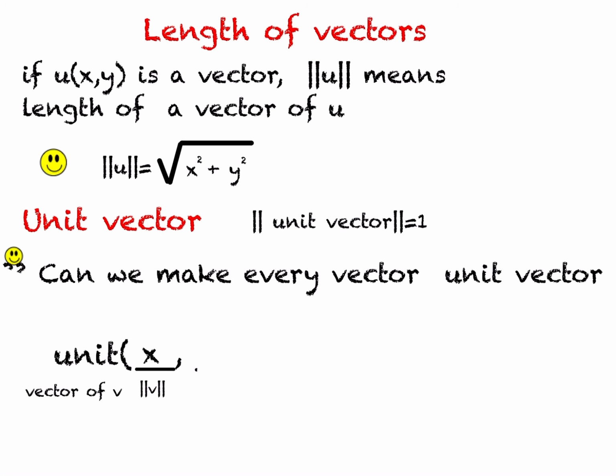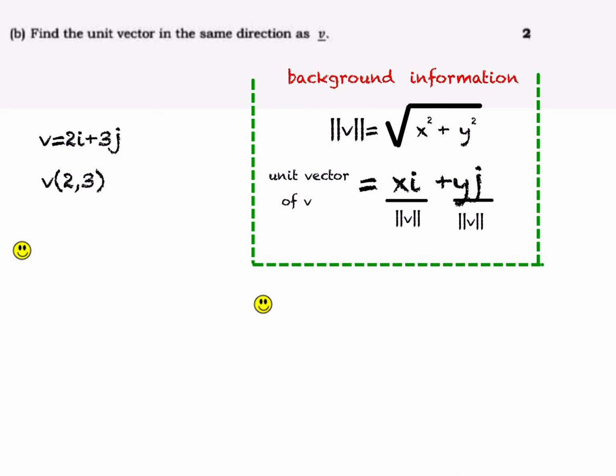Okay, guys? Then the x component will be divided by the length of v. The y component as well will be divided by the length of v. You can easily understand that if the vector length is 0, this vector doesn't have a unit vector, like the 0, 0 vector, okay? I want to continue from that point, and background information, we need to use it.